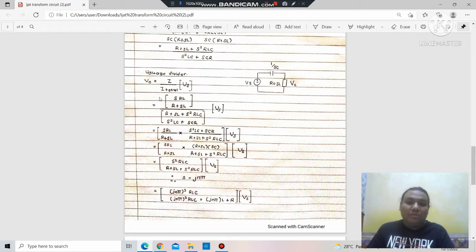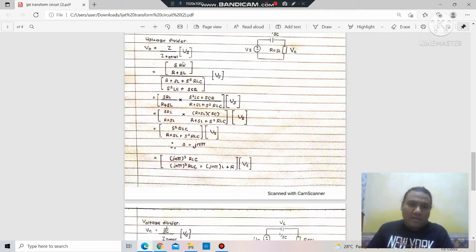After that, we need to find the V out. We use the voltage divider formula. V out is equal to Z over Z total multiplied by Vs, and we rearrange to get this answer. After that, we substitute s equal to j n omega in the equation, and we get the formula to find V out.